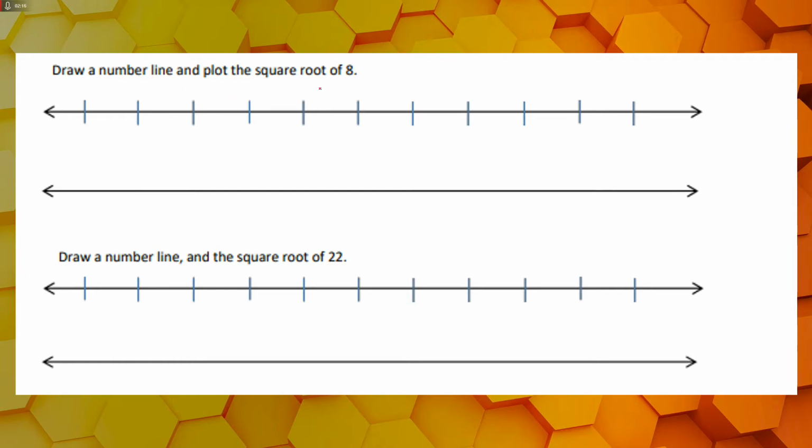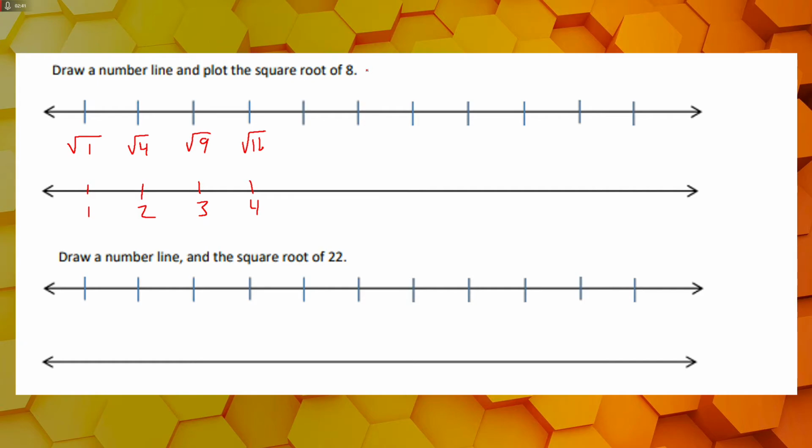As another example, let's try to find the square root of 8. So I know, well, let's list our perfect squares first. So I know that the square root of 1 is 1, and the square root of 4 is 2, and the square root of 9 is 3, and let's go one more, the square root of 16 is 4.